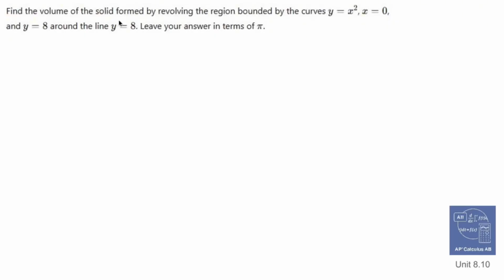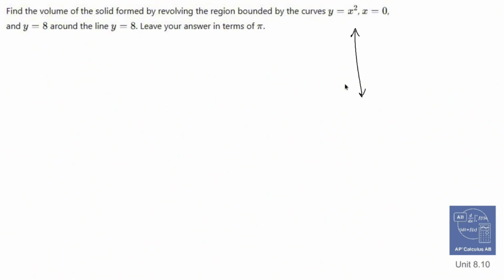Find the volume of the solid formed by revolving the region bounded by the curves y equals x squared, y equals 0, and y equals 8 around the line y equals 8. Leave your answer in terms of pi.